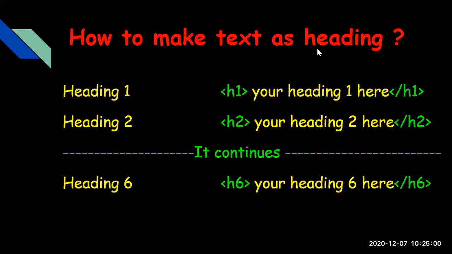How to make text a heading? To make the text a heading, we have to use the heading tag. There are 6 heading levels, for example, H1 to H6. H1 indicates the main heading and others are the subheadings. Now let's try in practical.